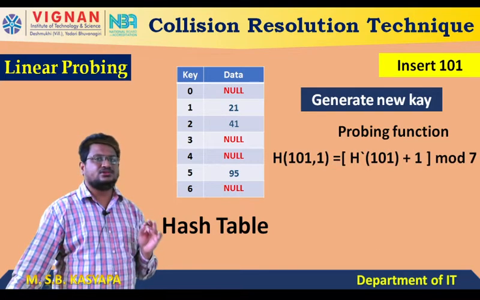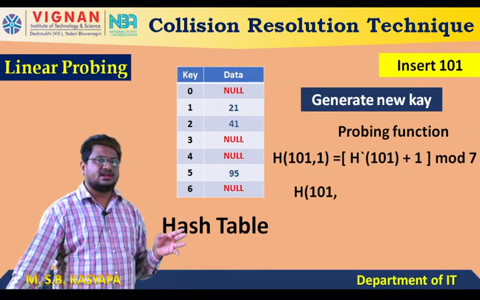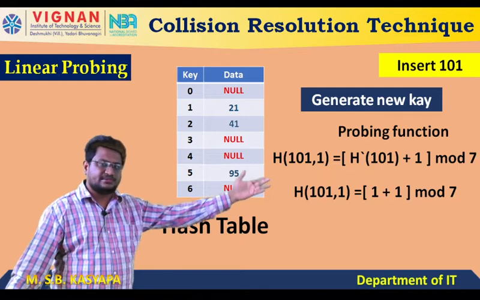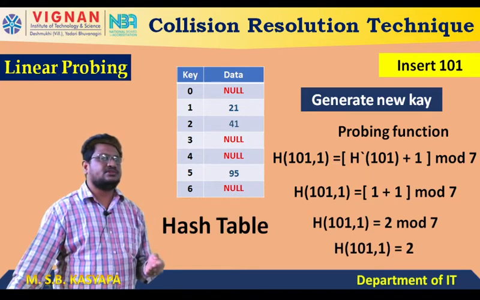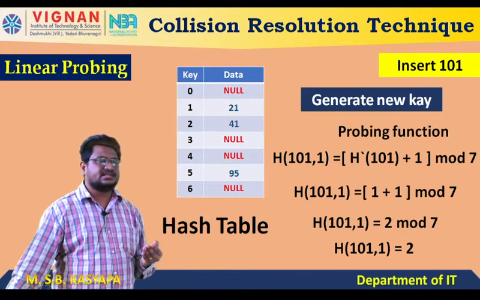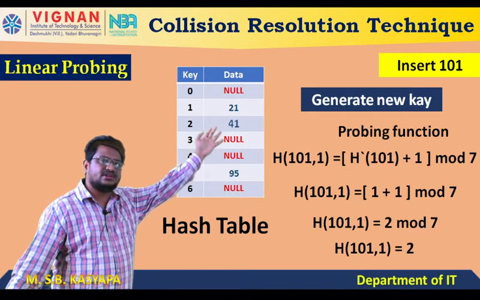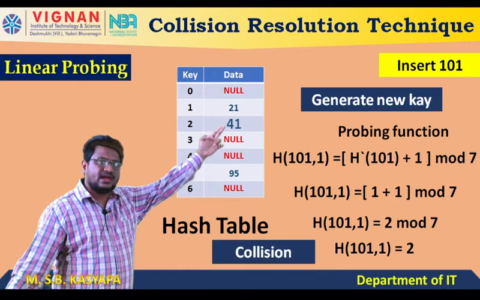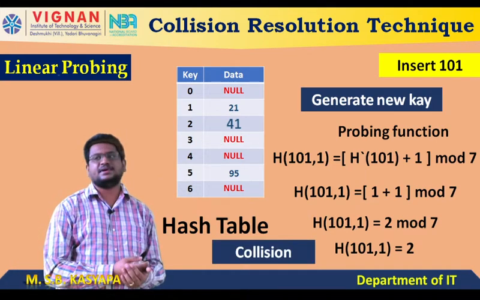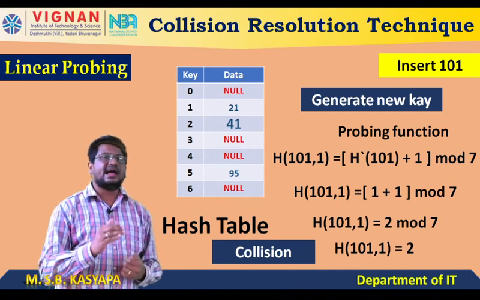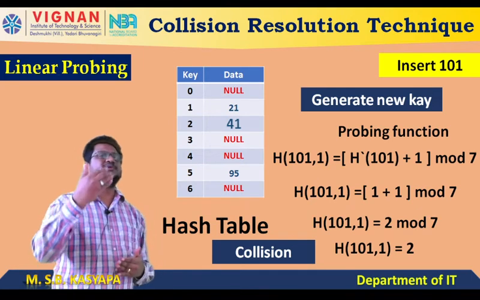Now if I apply those values, h of 101 means 1. So 1 plus 1 means 2, and 2 modulo 7, as you know, is 2. If you check, at the second address also we have a value. Again I have faced a collision. If this happens, what do I have to do? Then I have to increase my probing value to the next value.